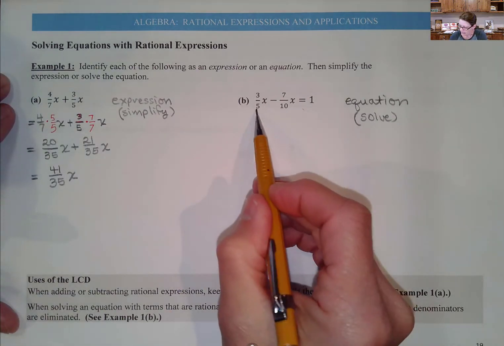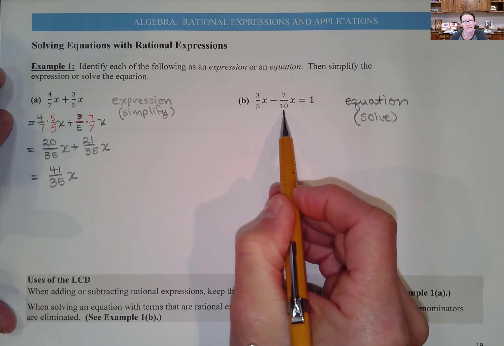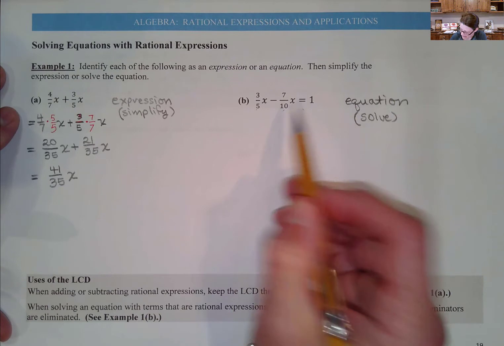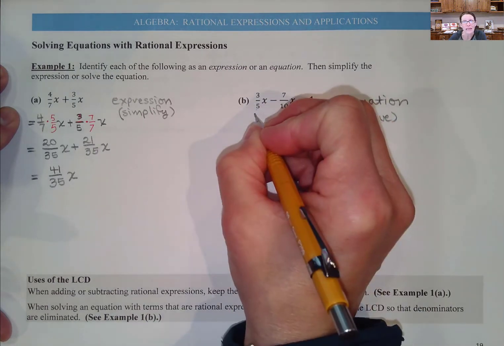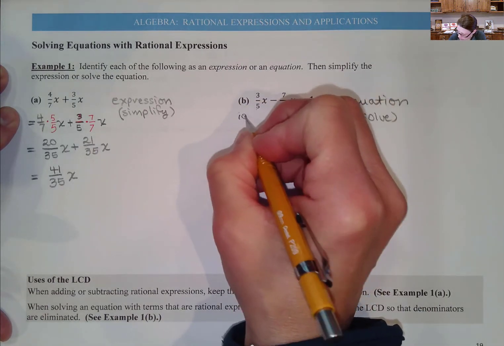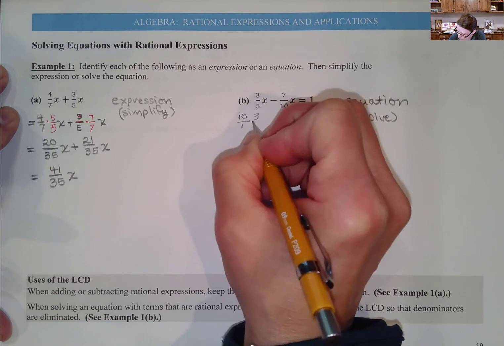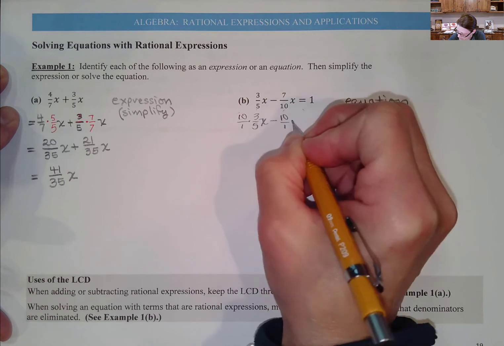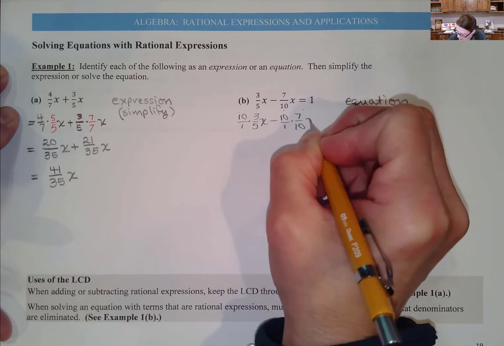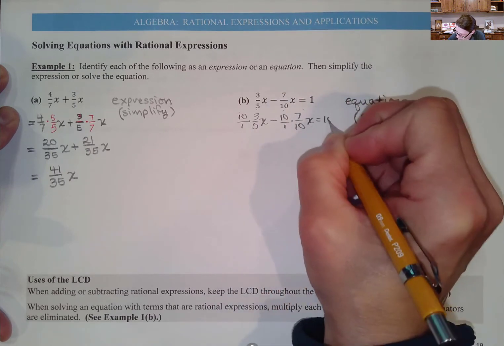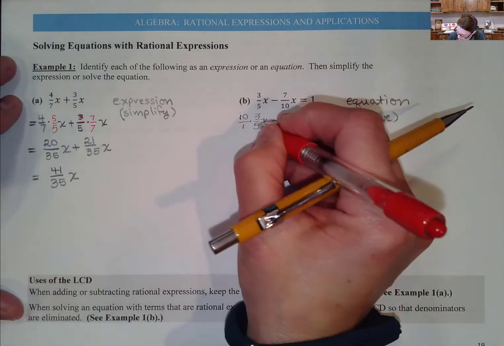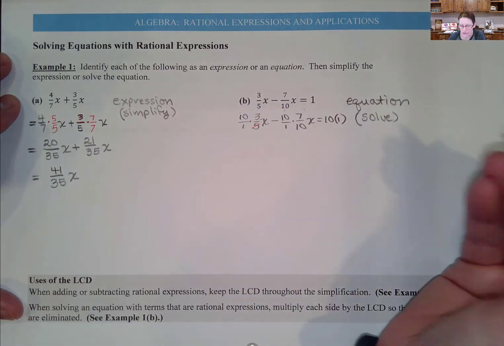Now, our LCD of the fractions that we see is 10. I'm going to choose to multiply each side by that LCD 10. Now, as we multiply each side by the LCD, you want to multiply every term on both sides by that LCD. In this case, 10. So don't forget on the right to multiply 10 times 1. Now we multiply by the LCD so we can divide out those denominators.